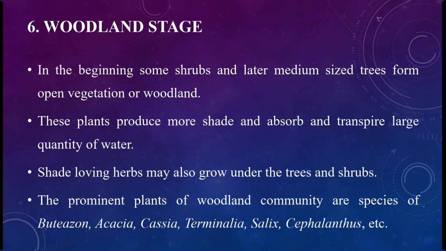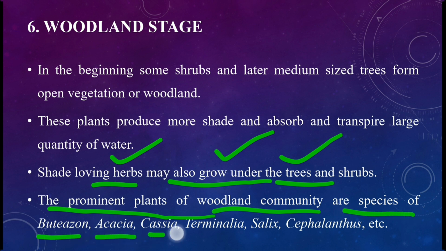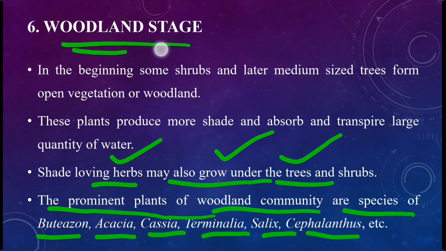Next, woodland stage. It is the beginning of some small and medium-sized trees forming open vegetation or woodland. These plants produce more shade and absorb and transpire large quantities of water. Shade-loving herbs may also grow under trees and shrubs. The prominent plants of the woodland community are species of Butea, Acacia, Cassia, Terminalia, Salix, Cephalanthus. So these plants appear in woodland stage.